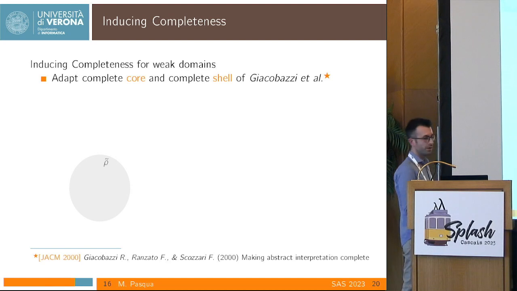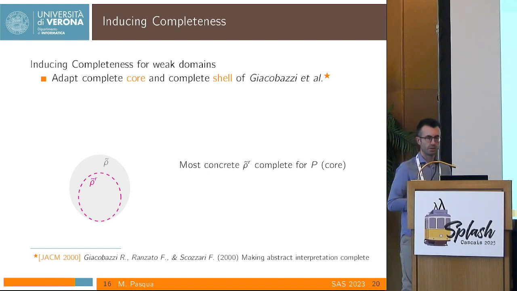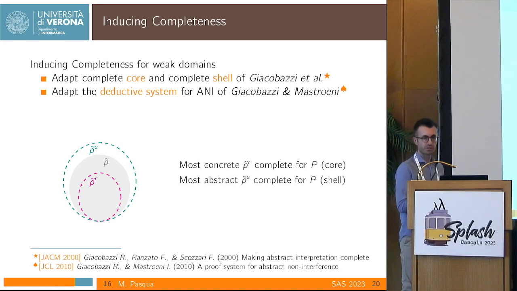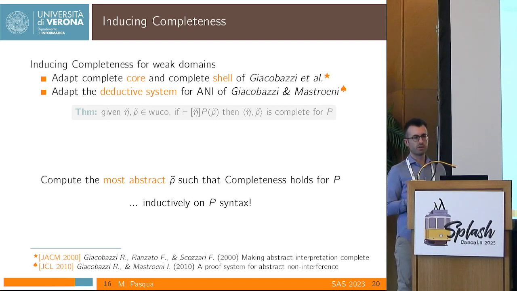Indeed, the complete shell and complete core have been developed for completeness. I won't go into details, but we can remove some objects from the abstract domain in order to achieve completeness, and this is the core, or we may add some elements to the domain to achieve completeness. This is the shell. These core and shell have been developed in terms of abstract non-interference, so we can adapt this construction and definition to the weak domain setting. Indeed, we provide in the paper a deductive system for abstract non-interference on weak domains, a slight modification of the one developed for classic abstract non-interference in 2010. So we can derive inductively on the program syntax the most abstract domain such that completeness holds for the program, with this deductive system.